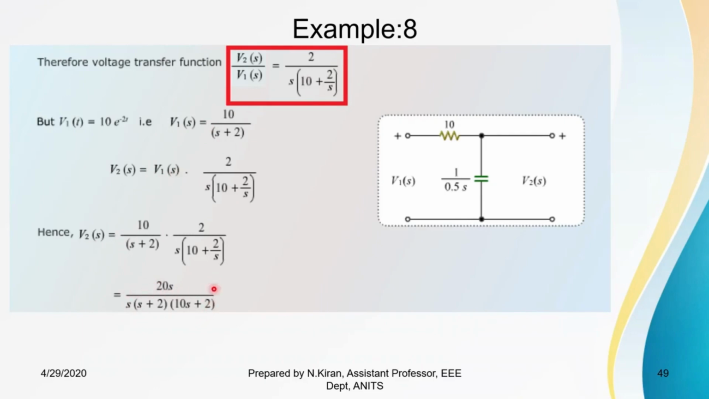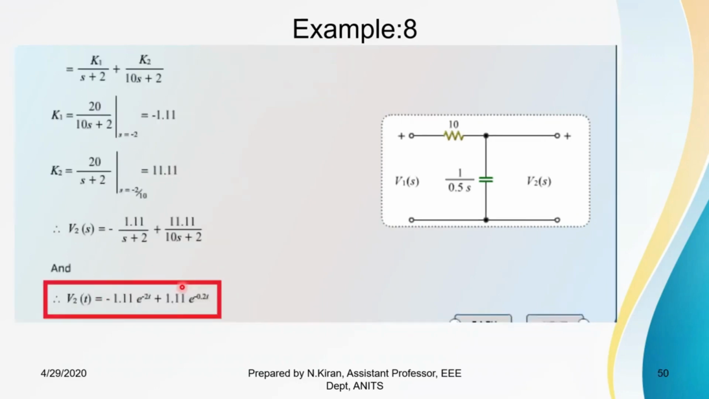Applying partial fractions, we will get the constant values K1 and K2. So on replacing the original expression and applying inverse Laplace to this, V2 of t is equal to, this is in the form of 1 by S plus 2, so it is e power minus 2t. So here if I take 10 common from the denominator, I will get S plus 0.2, so it will become e power minus 0.2t. So this is the expression for V2 of t for this network.